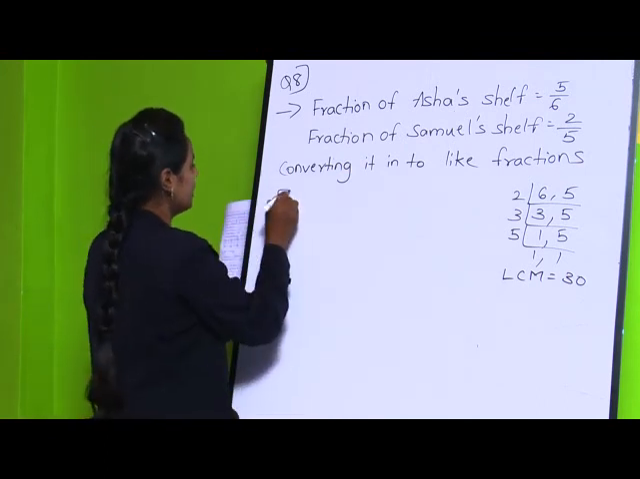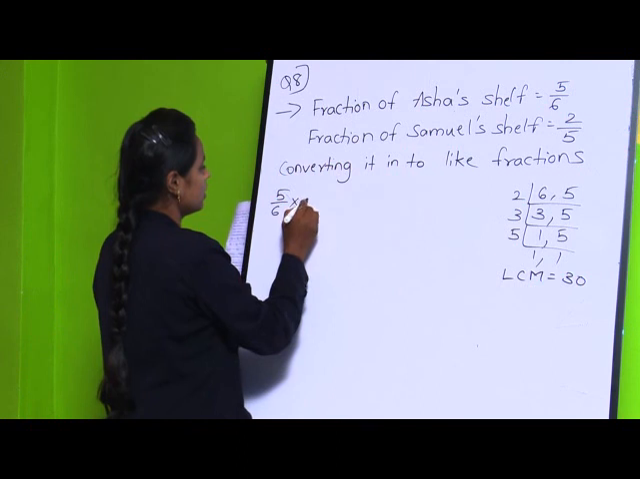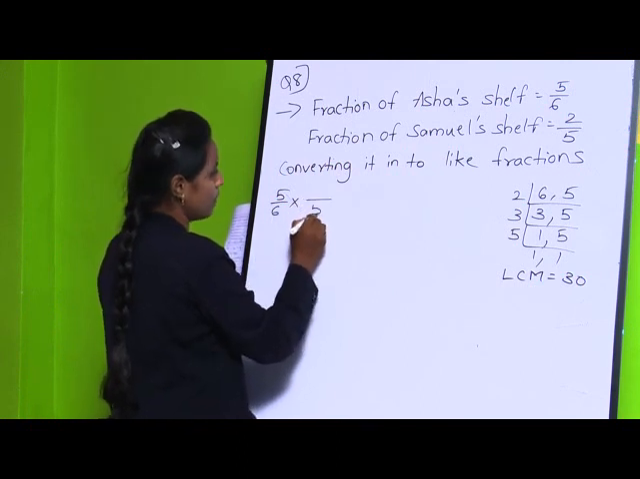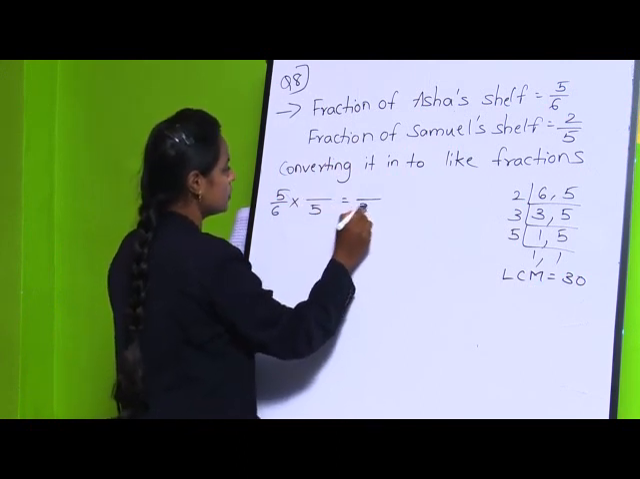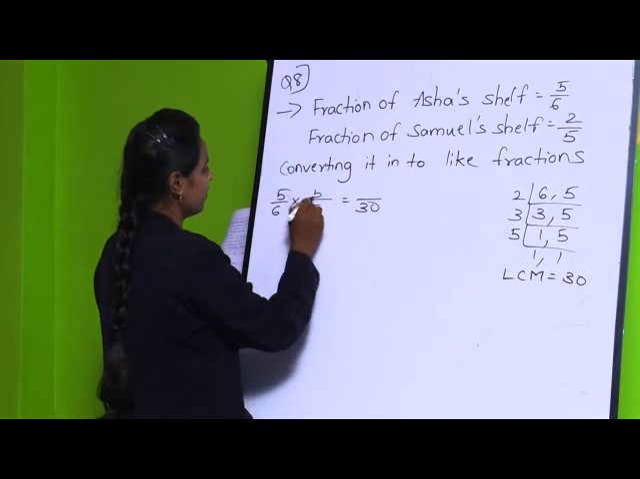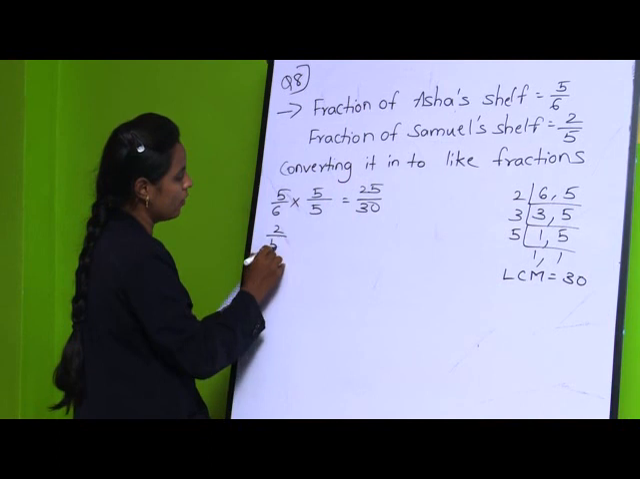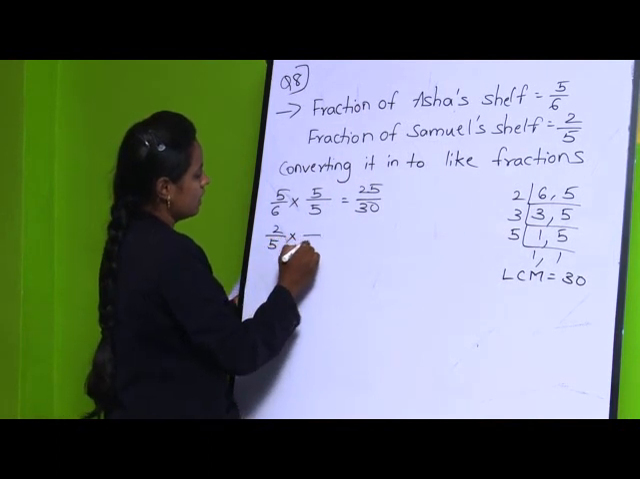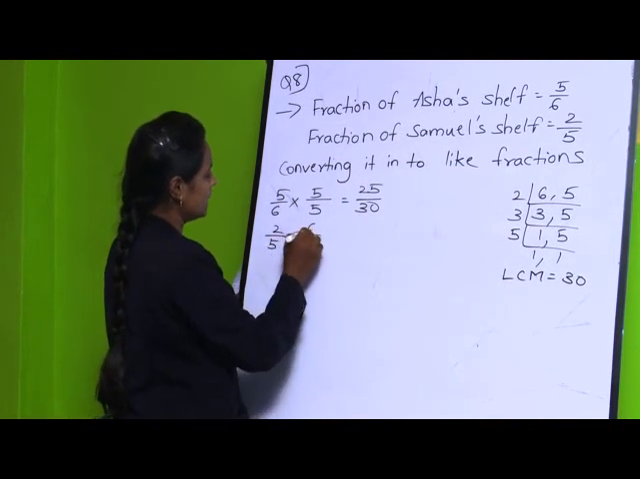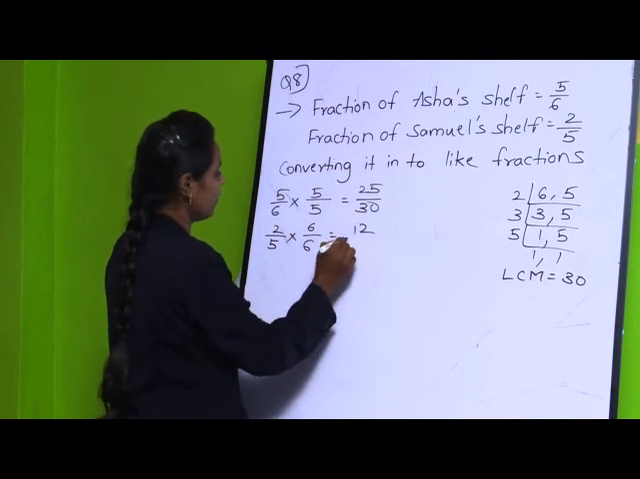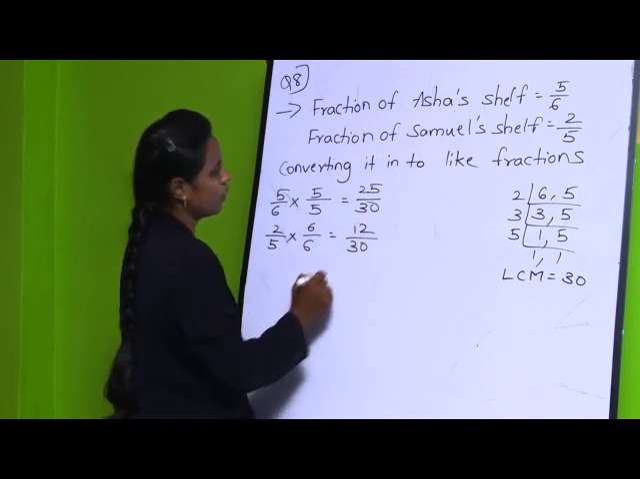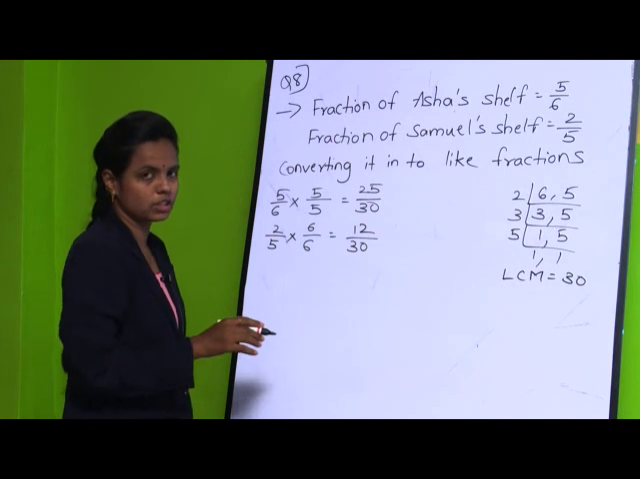Now we will find the fractions. So 6 multiplied by what gives 30? That is 5. 6 5s are 30, 5 5s are 25. Then we have 2 by 5, it's multiplied by 6. 2 6s are 12 and 5 6s are 30. Okay, we got the fractions here.